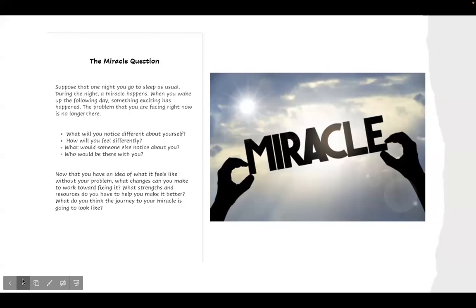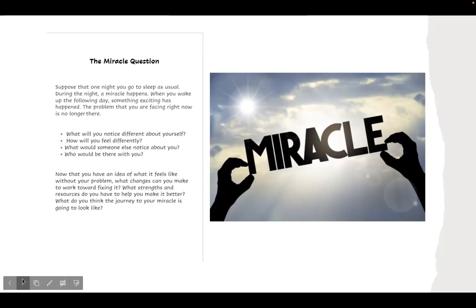Suppose that one night you go to sleep as usual. During the night, a miracle happens. When you wake up the following day, something exciting has happened. The problem that you are facing right now is no longer there. What will you notice different about yourself? How will you feel differently? What would someone else notice about you? Who would be there with you?